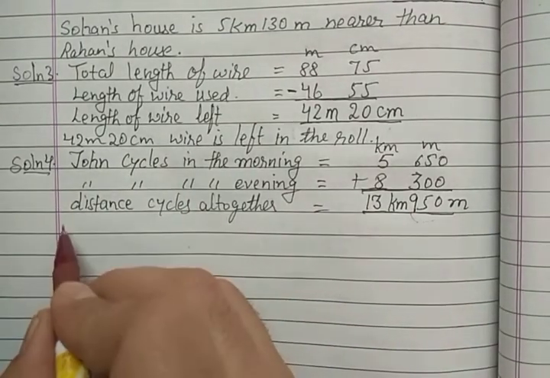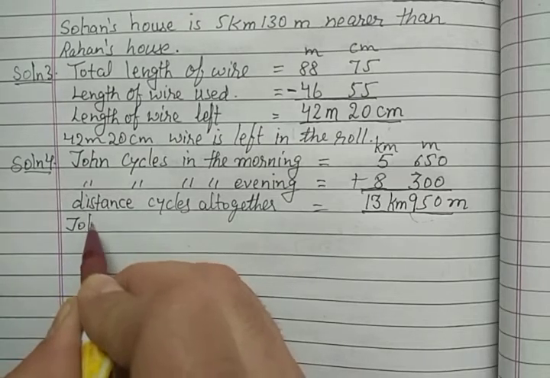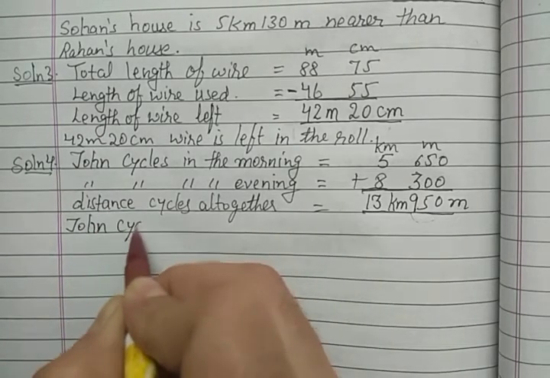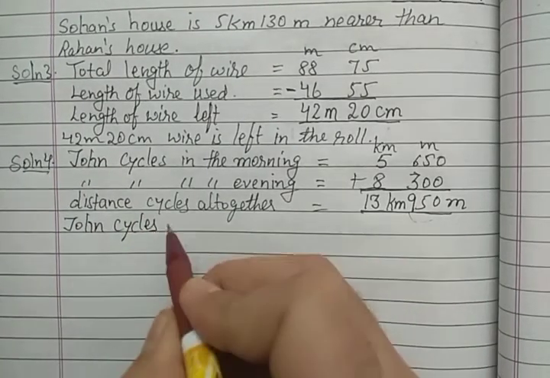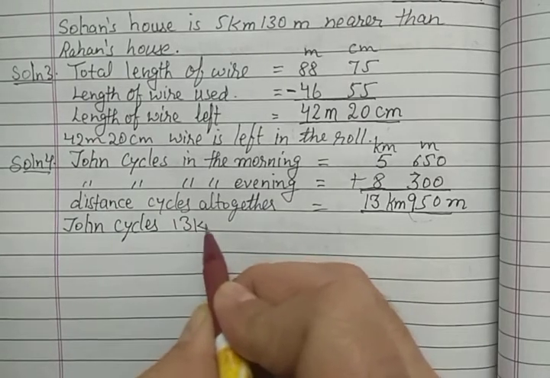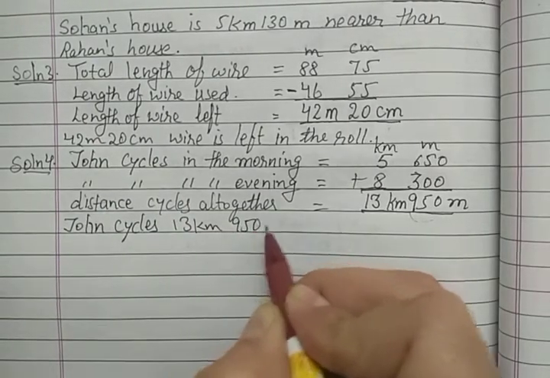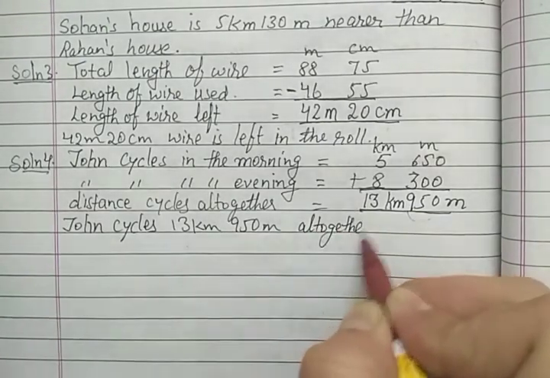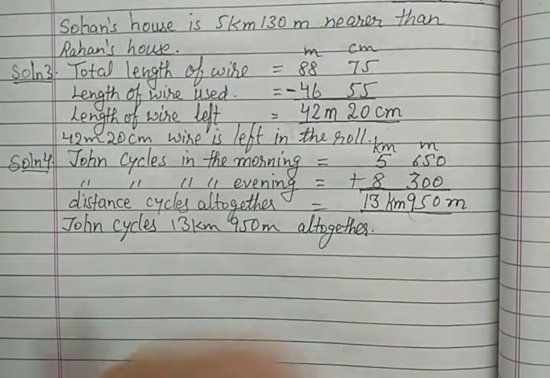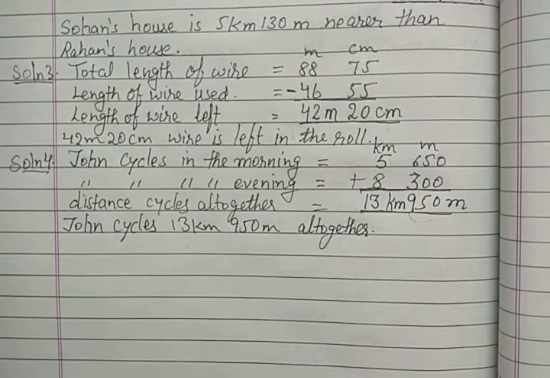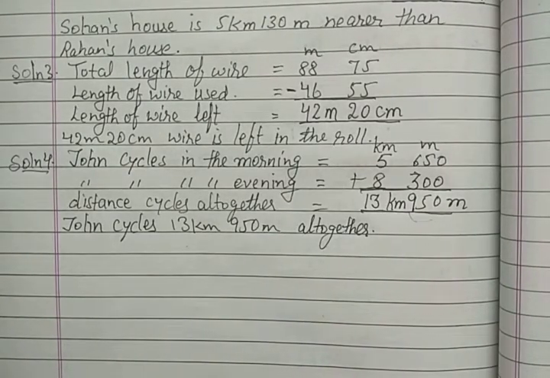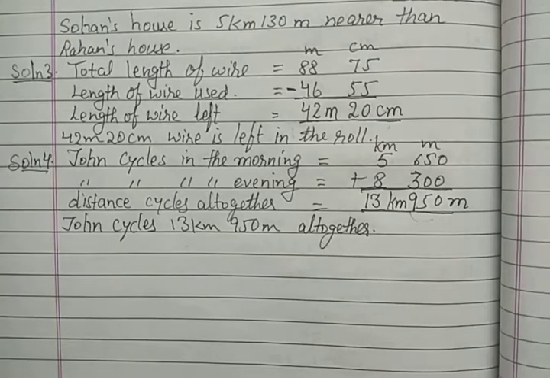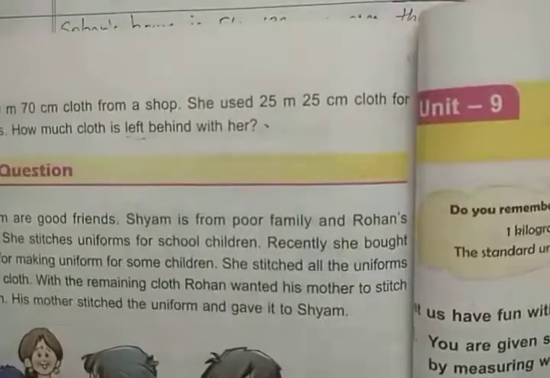So John cycles 13 kilometer and 950 meters altogether. How much total distance has he covered? 13 kilometer 950 meters. And now the last one, fifth question.